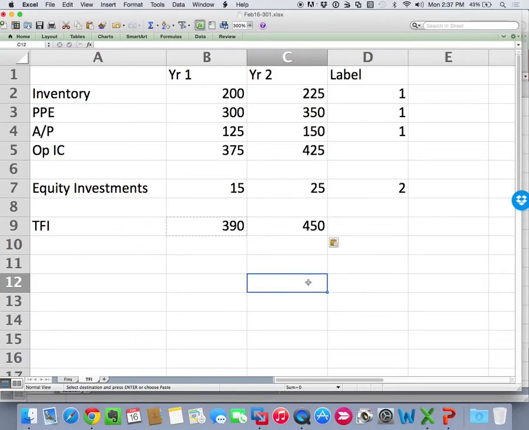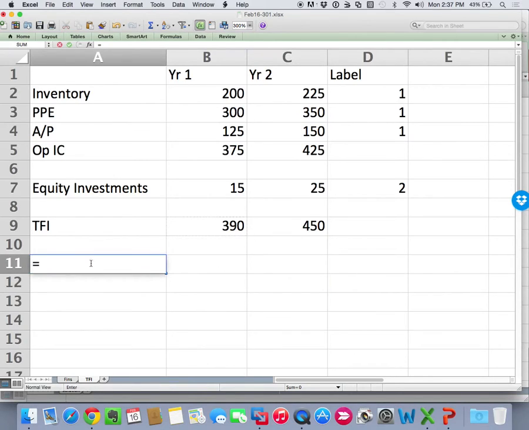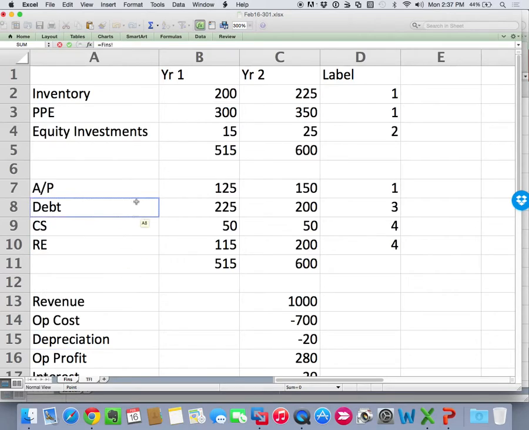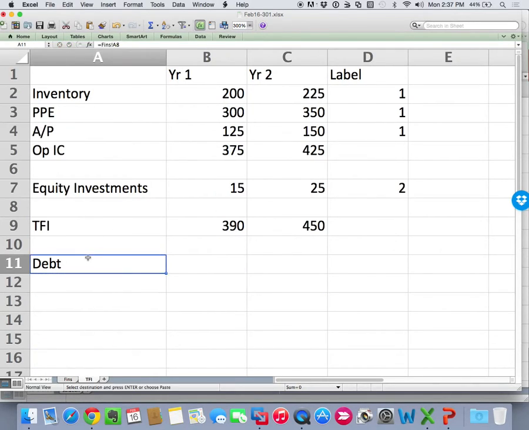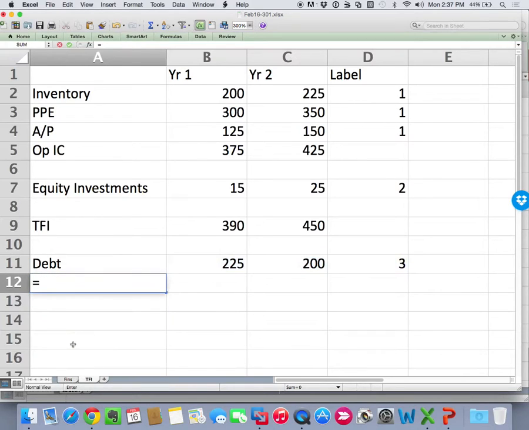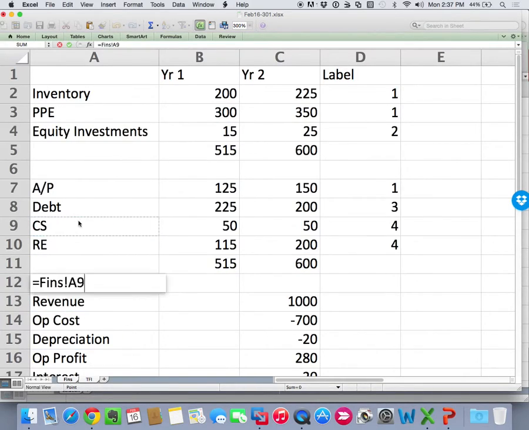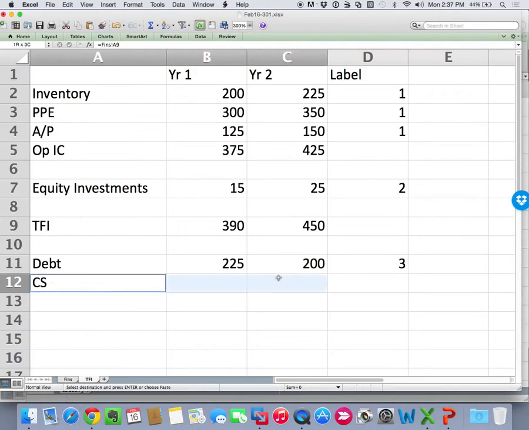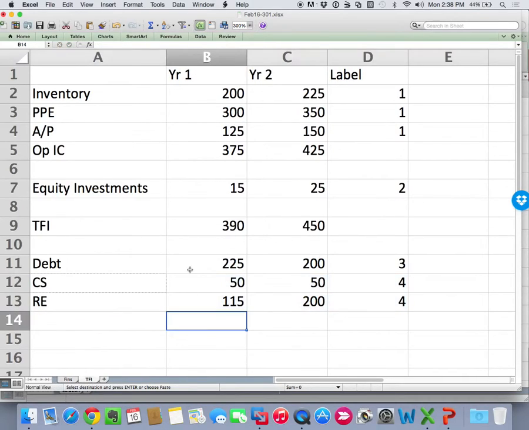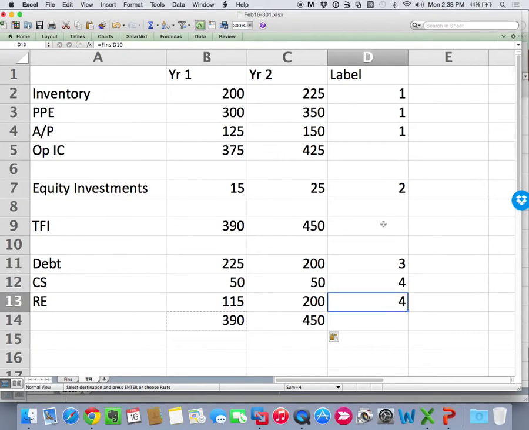But that has to equal, the other side of the statement's called the financing flows or the funds flows. That has to equal the financing. So I spent $390. Where'd the $390 come from? Okay, had to come from the debt and the equity. So do I have any threes? That would be my debt. Do I have any fours? That would be my equity. Common stock, retained earnings. Those are my threes and fours. I sum my threes and fours. 390, 450. I now have a balancing statement.